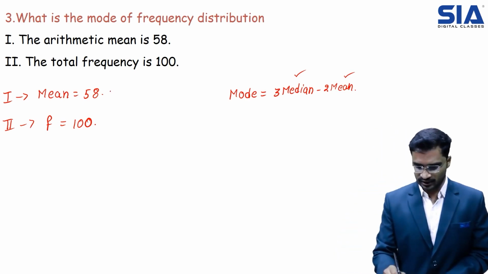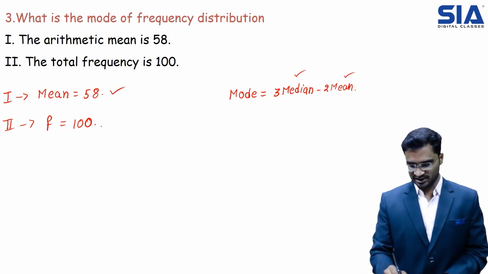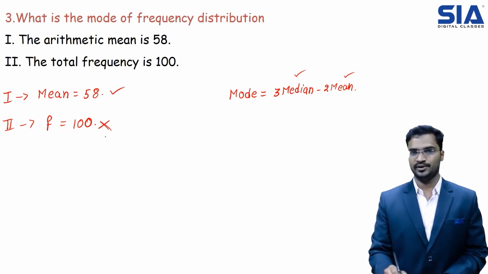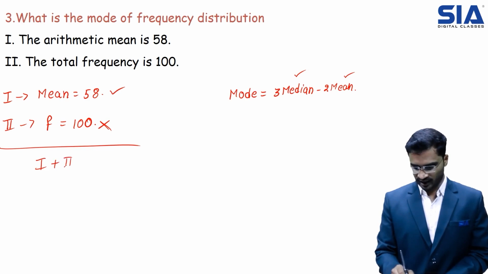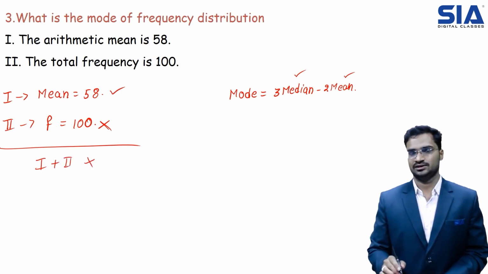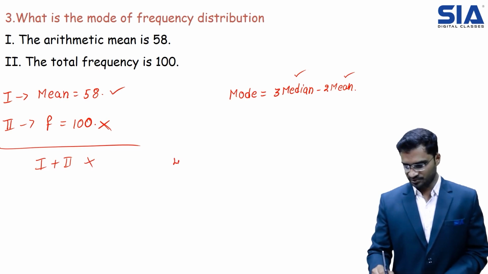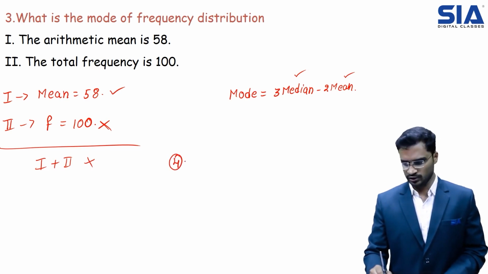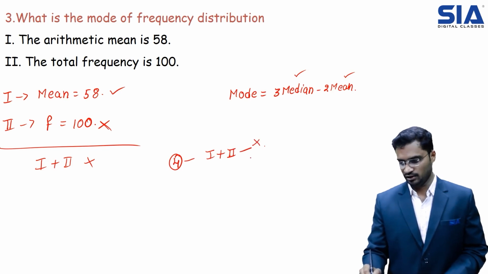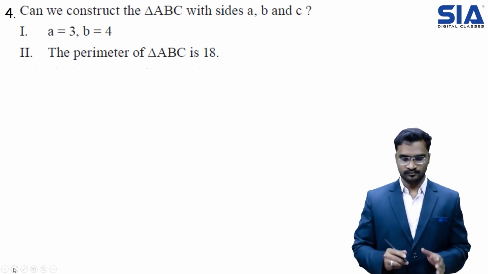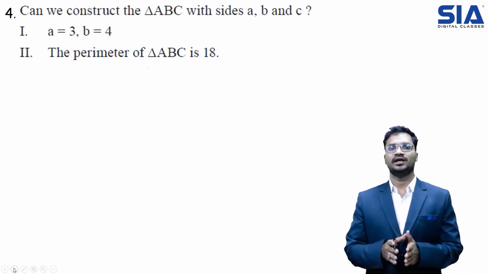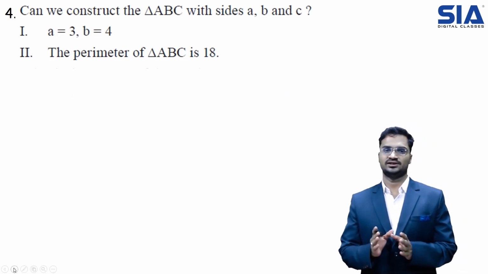In the first statement we are getting the mean, but in the second statement they have not given the median. By using both of these statements also, I cannot get the answer of mode. So the option we should select is option 4, because statement 1 plus statement 2 combinedly are not sufficient to answer this question.